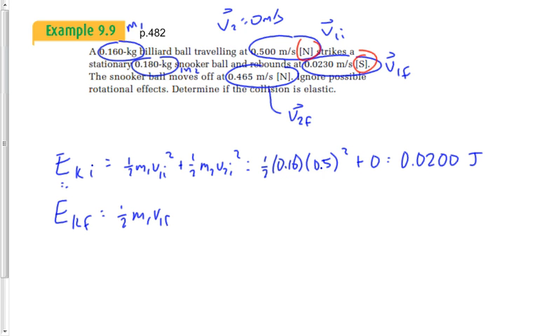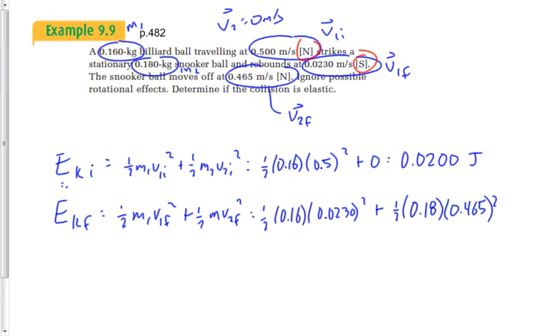1/2 m1 v1f squared plus 1/2 m2 v2f squared. Have I left something out, Andy? Should be a negative 0.0230, or should it? If you square it, it becomes a positive. But strictly speaking, you shouldn't even put the negative in there, because this is 1/2 mv squared. What does v stand for there, Andy? Speed. With momentum, it was velocity. We needed the sign. When it's kinetic energy, it's a scalar. We don't only not need the sign, we don't want the sign.